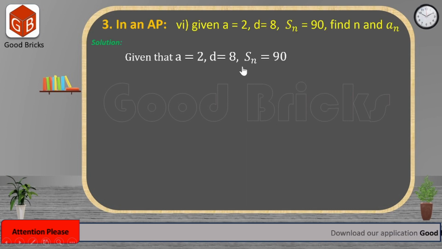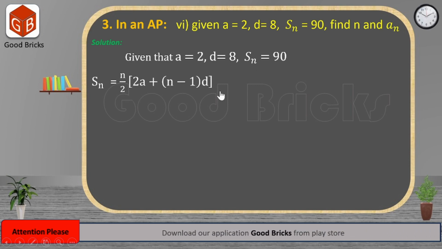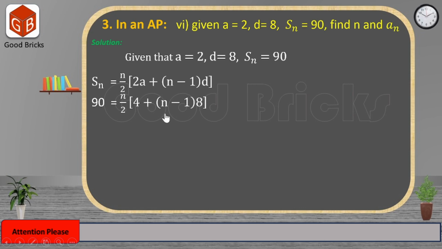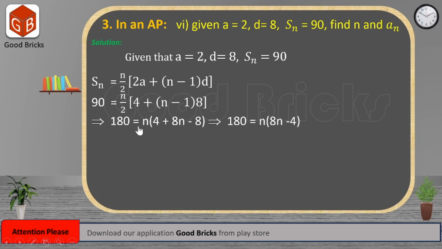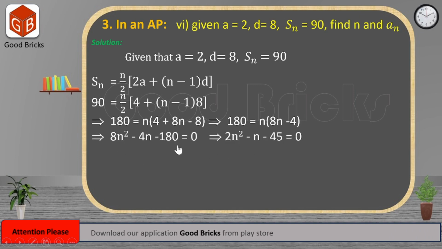Since in the question they have given the sum of the n terms is equal to 90, now we are going to use the formula for the sum of the n terms. Let us substitute these values in this formula, so that we can write as shown here on the screen. If you take this 2 towards the left side, you have to multiply with 90. So when you multiply with 90, you will get 180 is equal to n into 4 plus 8n minus 8. When you subtract 4 minus 8, you will get minus 4. When you multiply n with 8n, you will get 8n square. n with minus 4, you will get minus 4n. And that is what we have written here.